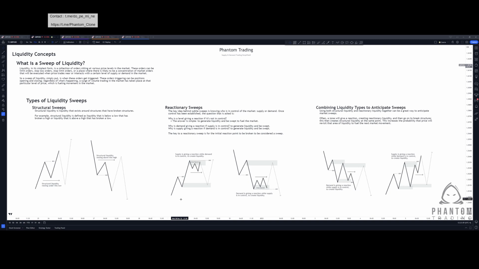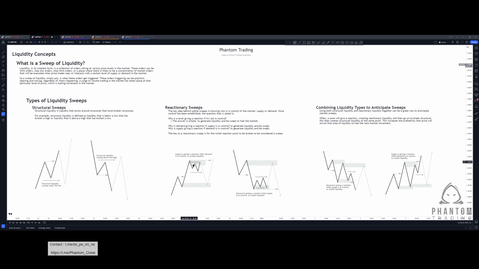So if we look at this example, we can see that supply is giving a reaction while demand is in control. And the core reason for this is to create liquidity. So we can see that structurally price is creating higher highs and higher lows. Demand is in control. We have a demand zone sitting right here that we're expecting price to pull back into. And we can see that price creates a higher high and begins to pull back.